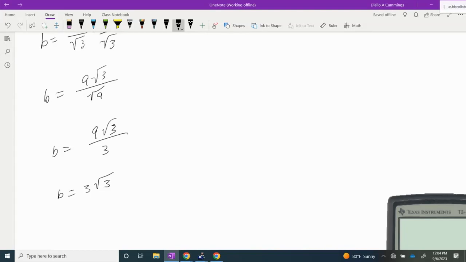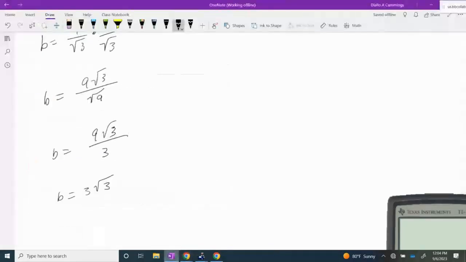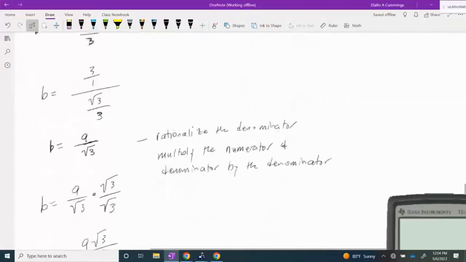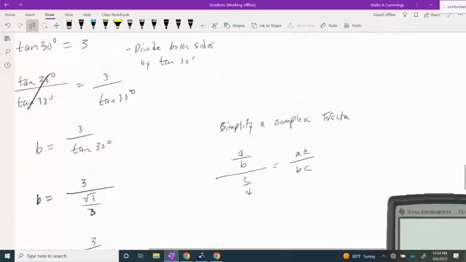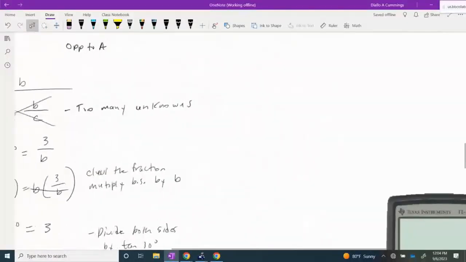All right. So if we go back, b should be, and that's where they get 3 square root of 3 from. And we set up the trig function. We pulled out the tangent of 30 from the unit circle function of values, and we simplified. Now we're asked to find side A.